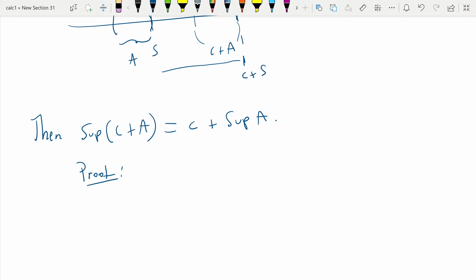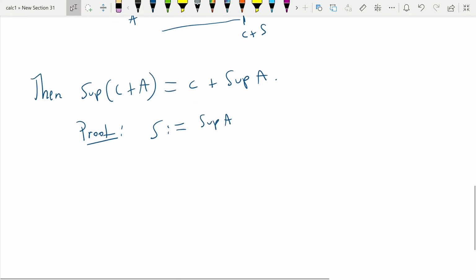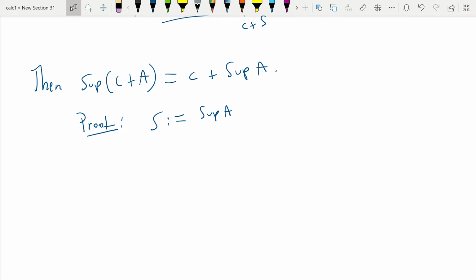Okay, so let's set some notations. S is going to be, just to avoid carrying this around, the supremum of the set A.